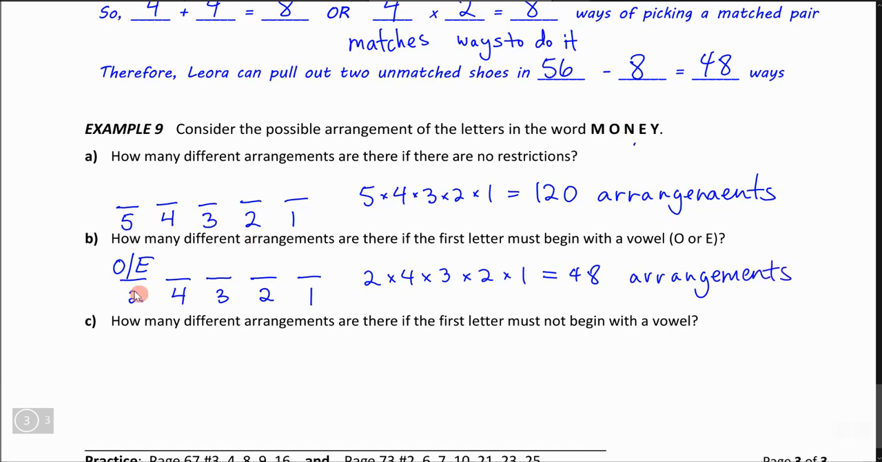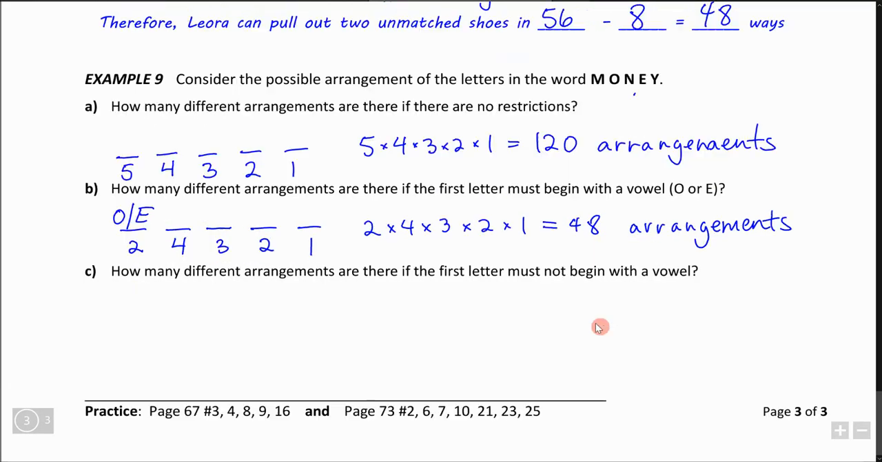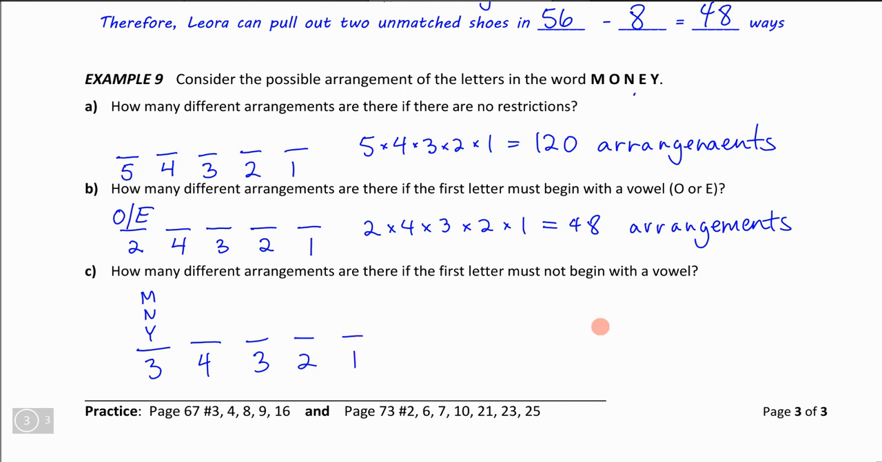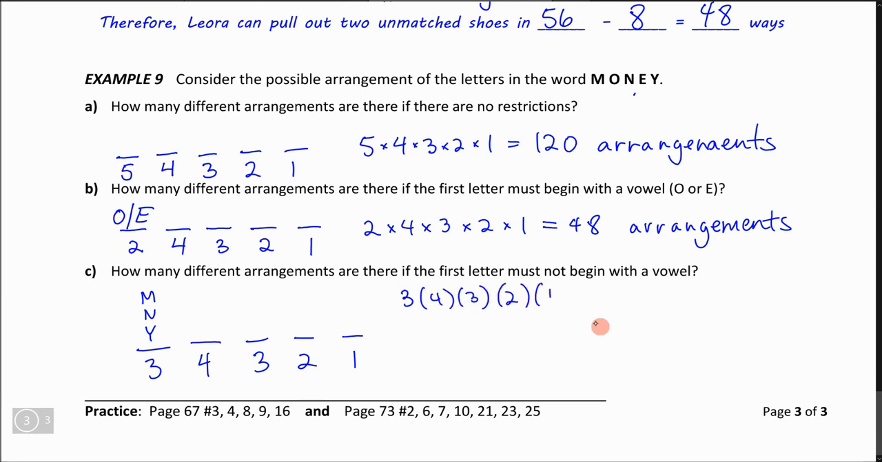Okay? And part C, how many different arrangements are there if the first letter must not begin with a vowel? So if we're not going to begin with a vowel, well, you can have M, N, or Y as our first letter. So we have 3 choices. And then if we remove one of those letters, then we have 4 choices left for the second, 3 choices left for the third, 2 choices left for the fourth, and 1 choice left for the fifth. So the multiplicative counting principle says I have 3 times 4 times 3 times 2 times 1 is equal to 72. So I have 72 possible arrangements.